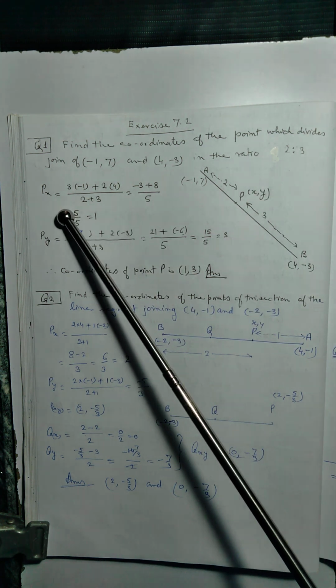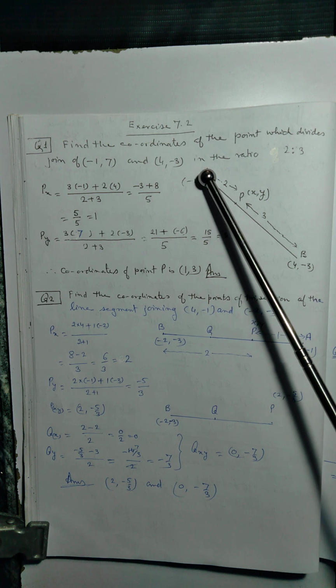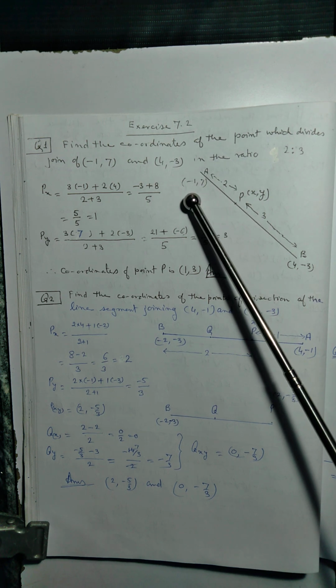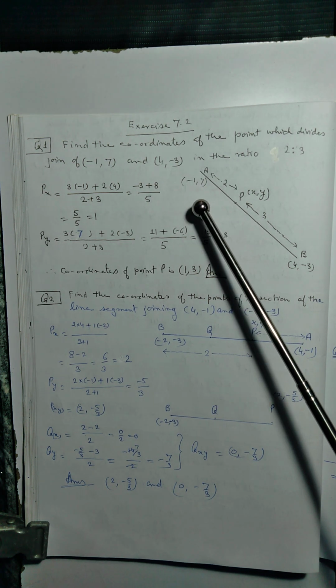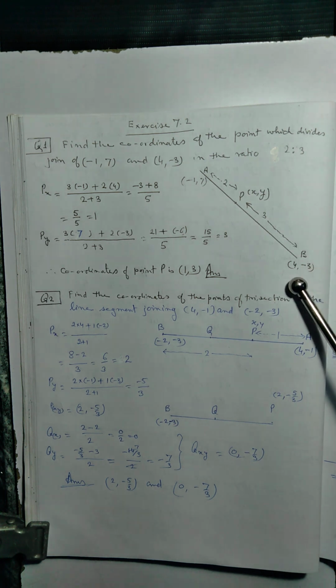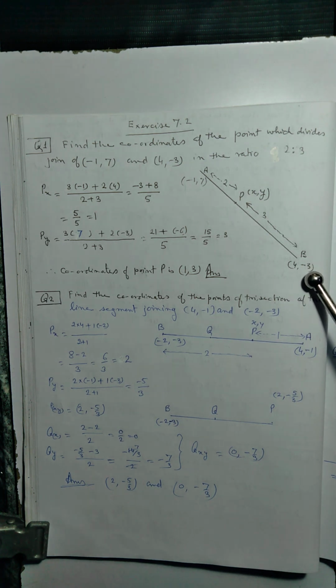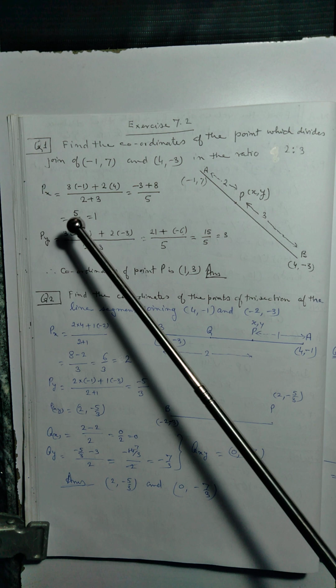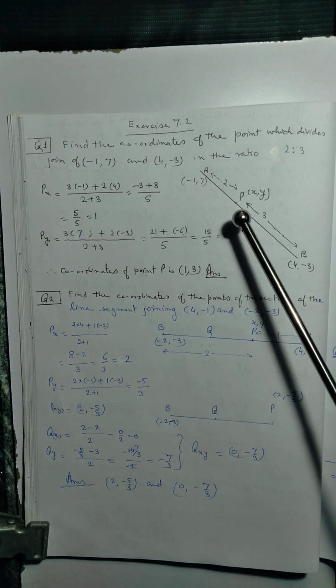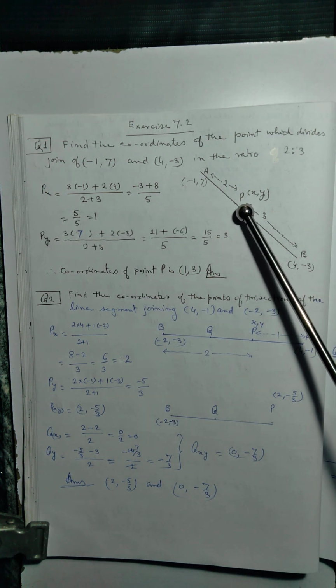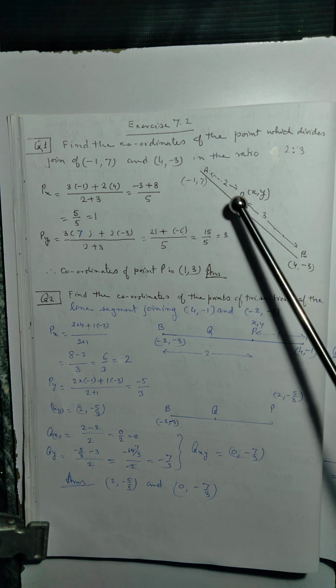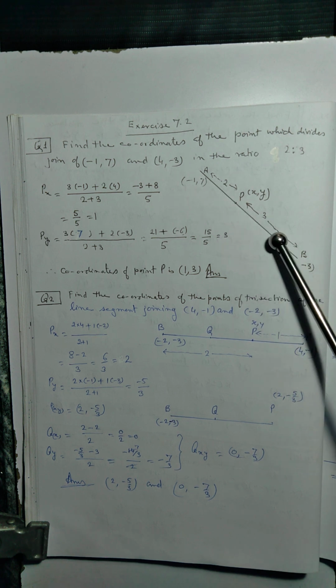You see the point A, the coordinates of A are given, that is (-1, 7), and the coordinates of B are given, that is (4, -3). So we have to find the coordinates of the point P which divides AB in the ratio 2:3.